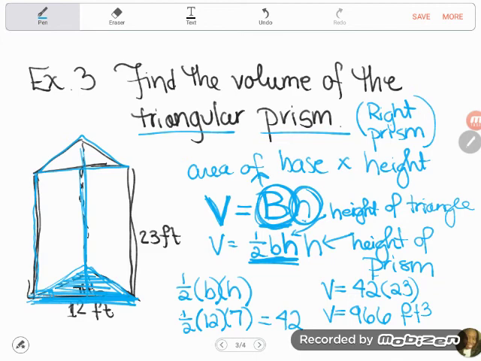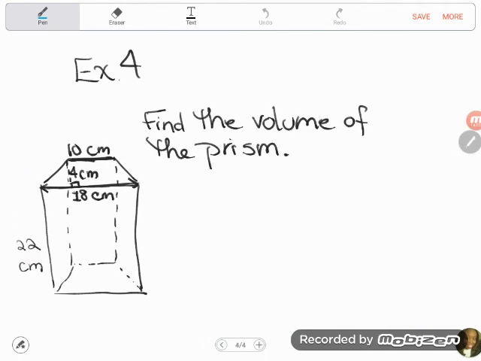Okay, so I feel like I might have over-explained that a little bit, made it a little too complicated. But again, anytime you're dealing with a right prism, you just find the area of the base shape and multiply by the height of the prism. Okay, one last one. Let's take a look. So again, we see find the volume of the prism. And again, we can see that we have this base shape here.